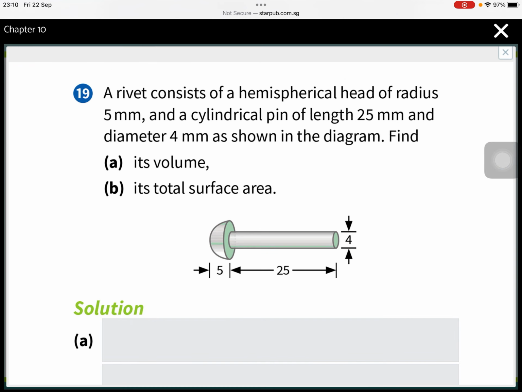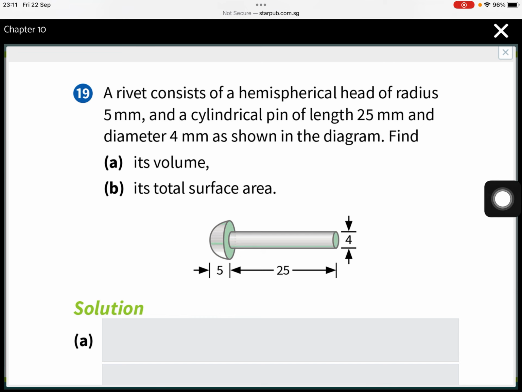Okay, question 19, we see another composite figure. Okay, over here I have a hemisphere, okay, together with a cylinder. So they tell you that the hemisphere has a radius of 5. So like just now I said, 5 will go in all directions, be it this direction or from the center to this side. Okay, so the diameter is 10 mm. The cylindrical pin, okay, has a length of 25, diameter of 4, means it has a radius of 2. Find the volume, find the surface area.